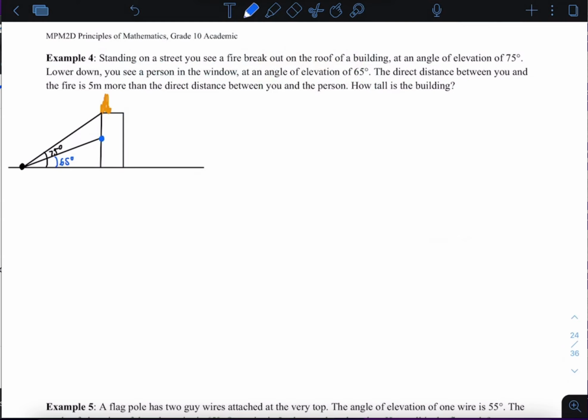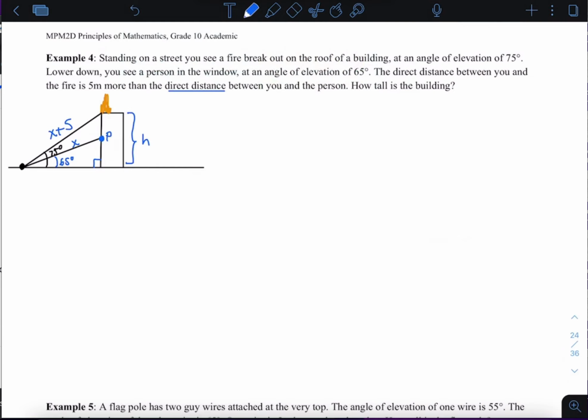We also know that if your distance between you and the person is x, the distance between you and the fire is x plus 5 because it's 5 meters more. So direct distance means directly from you to the thing, not the perpendicular distance or the horizontal distance. So what we're going to do is use 2 different triangles to figure out the height of the building. So let's denote this as h, okay?